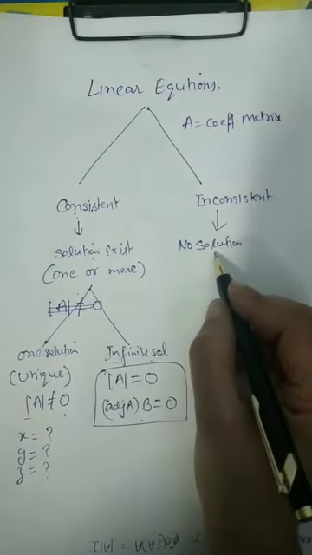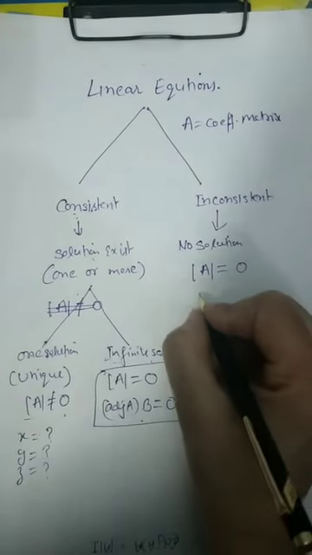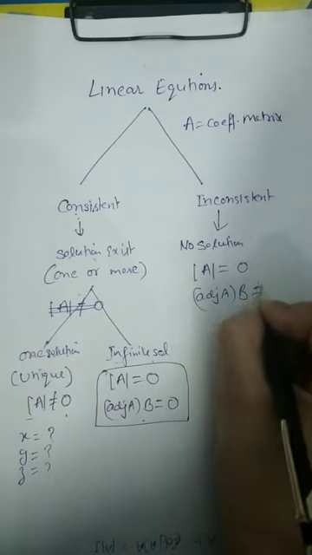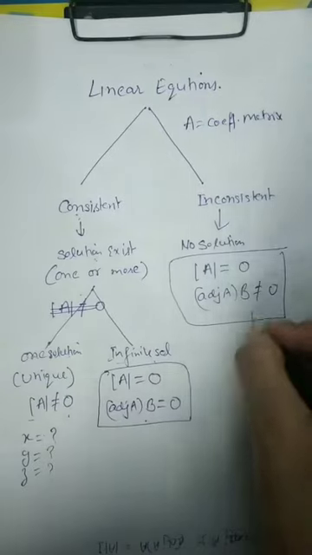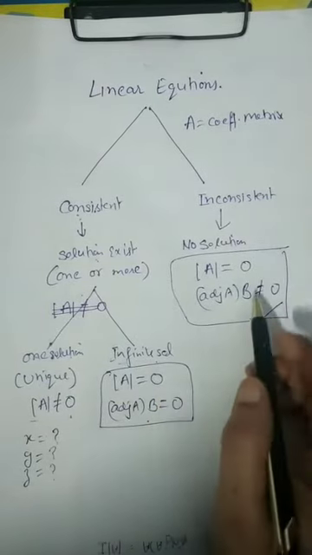Now the no solution case. No solution happens when determinant of A is 0 and adjoint of A into B is not 0. If these two conditions are true for a given system of linear equations, then they are called inconsistent, having no solution. So linear equations are consistent or inconsistent according to the solution. If there is a solution, whether it is one or more, then they are called consistent. If the linear equation does not have any solution, they are called inconsistent.